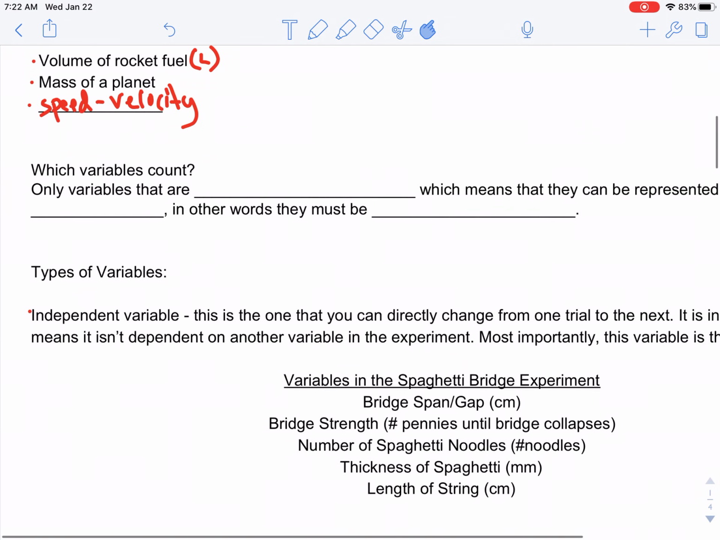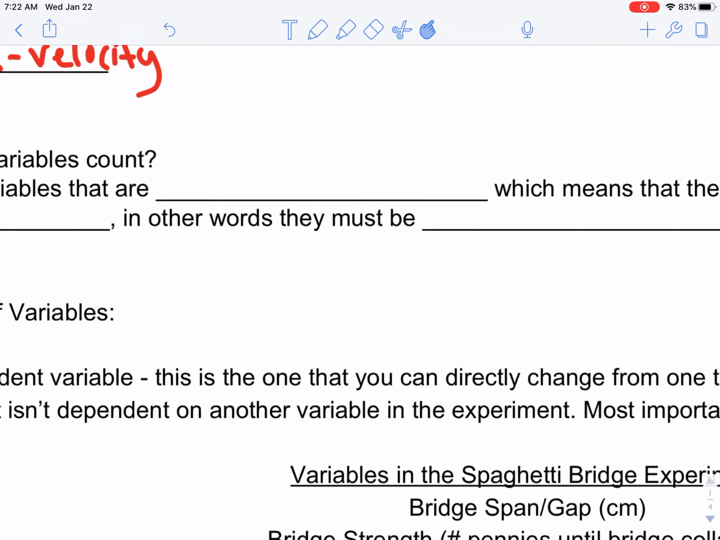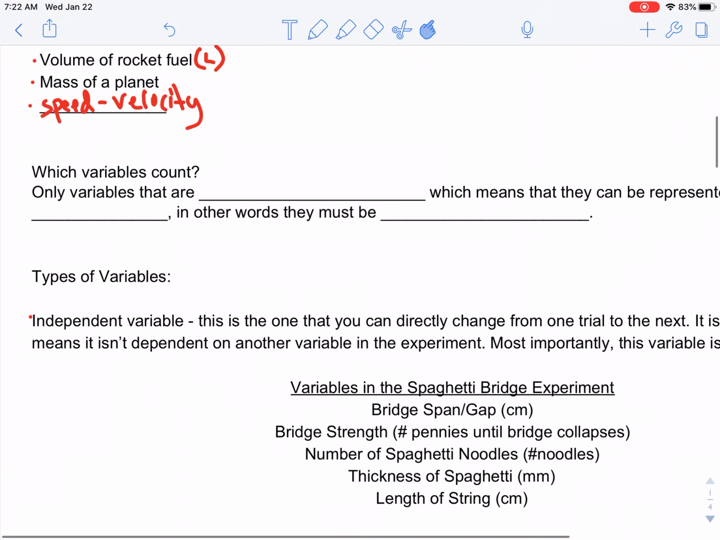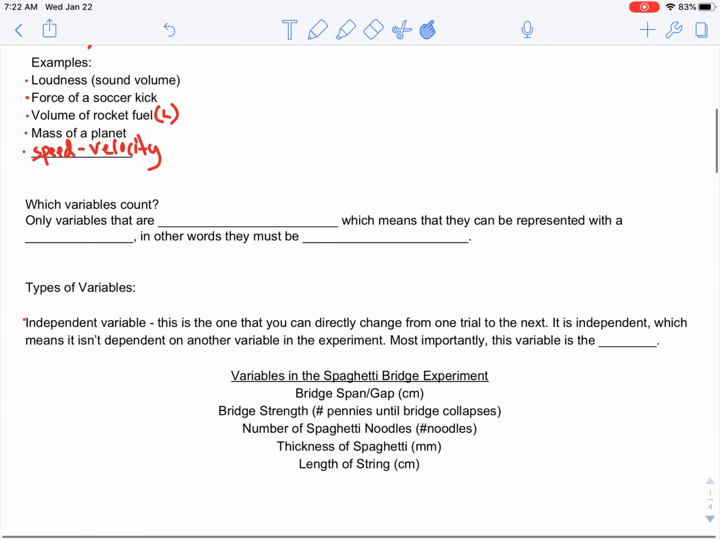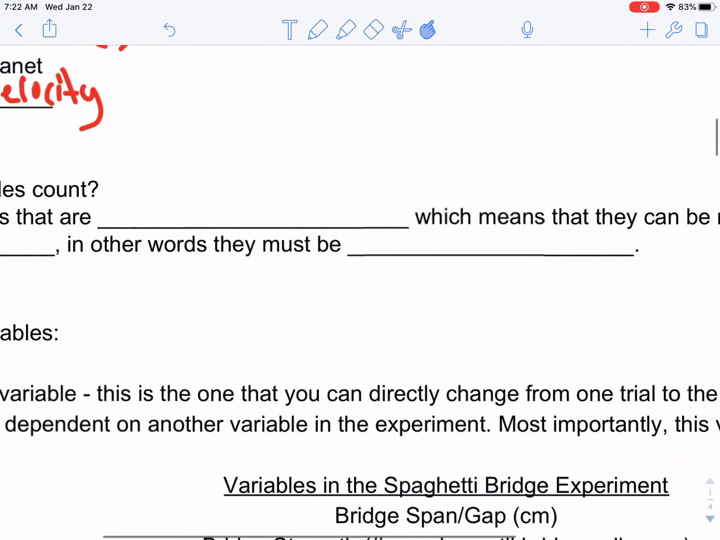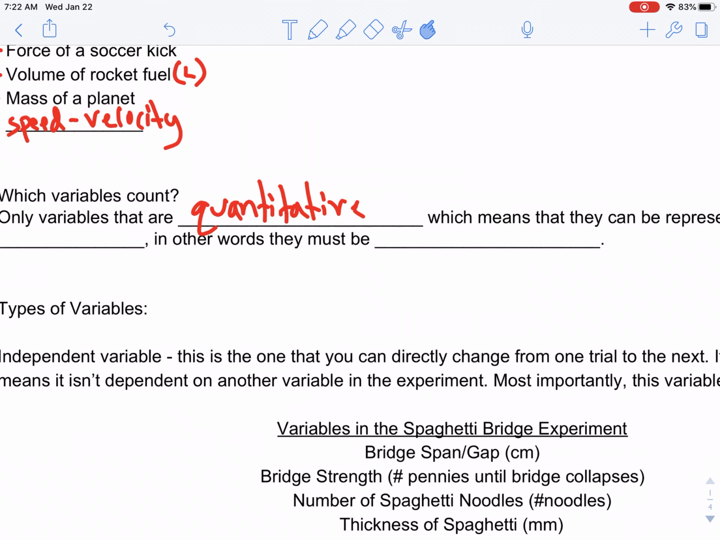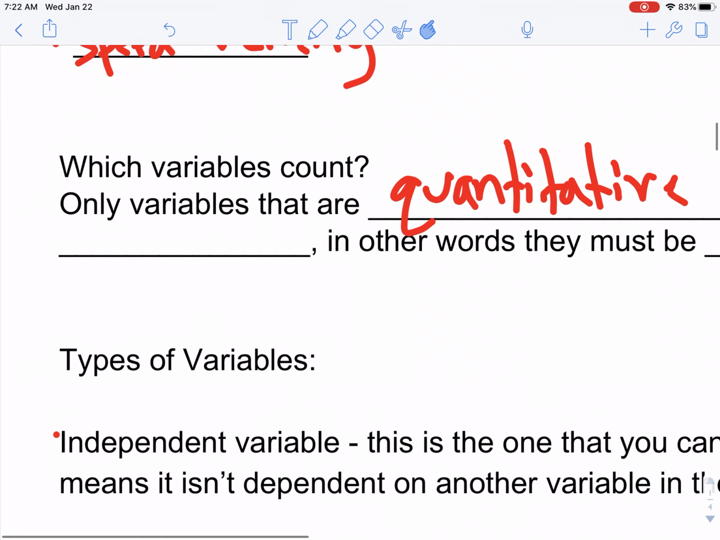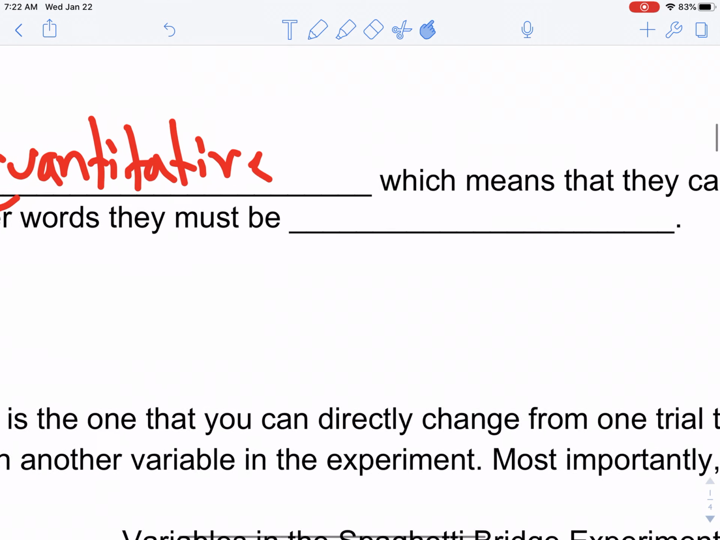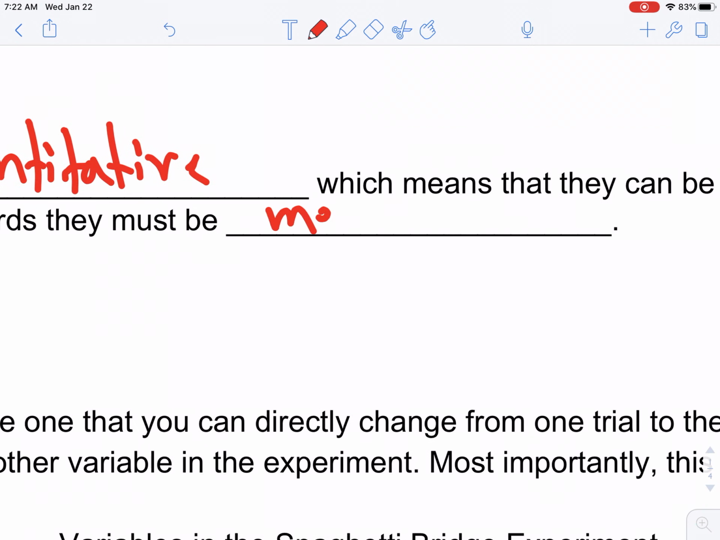Which variables count? Only variables that are quantitative, which means they can be represented with a number. In other words, they must be measurable.